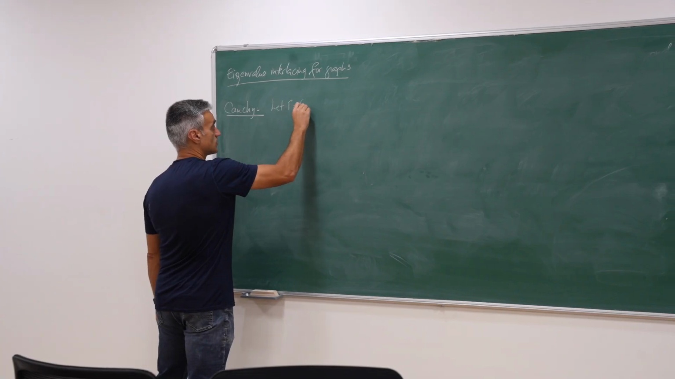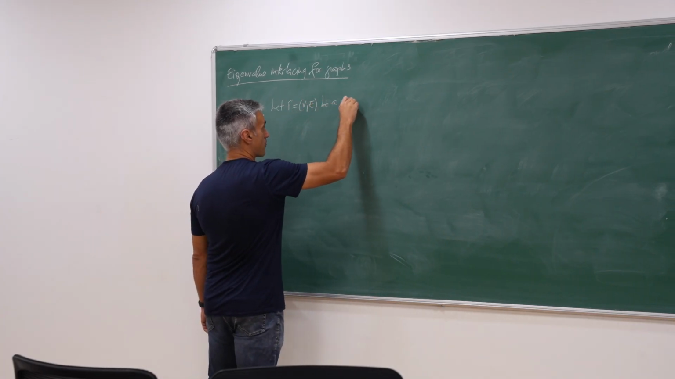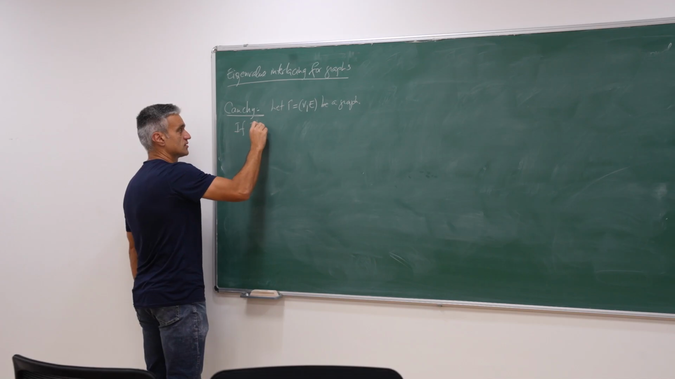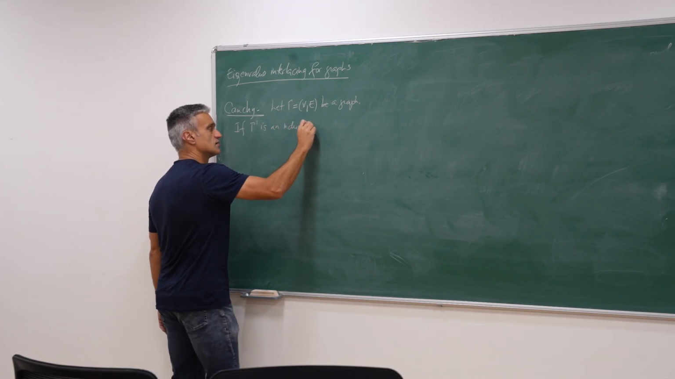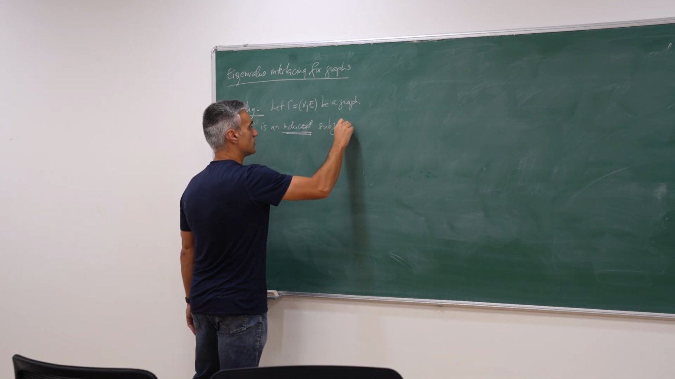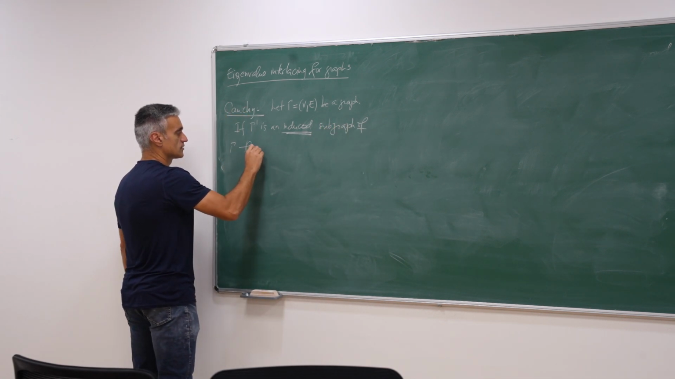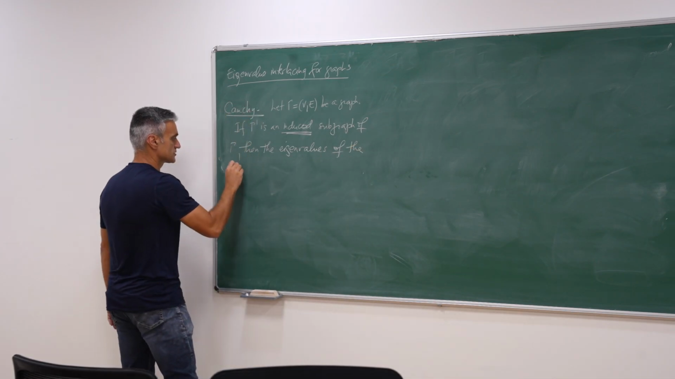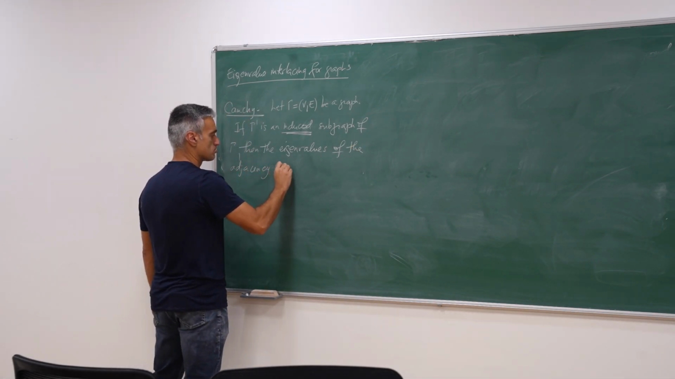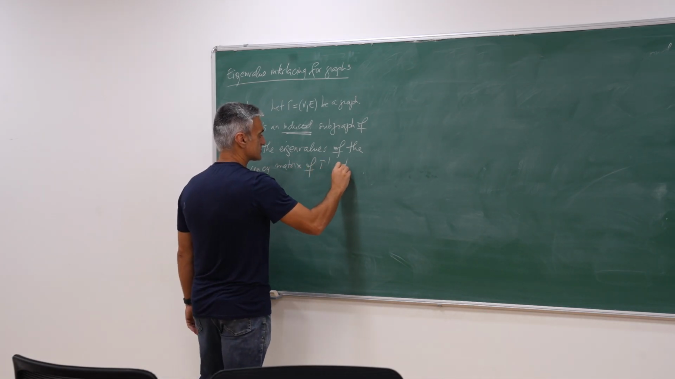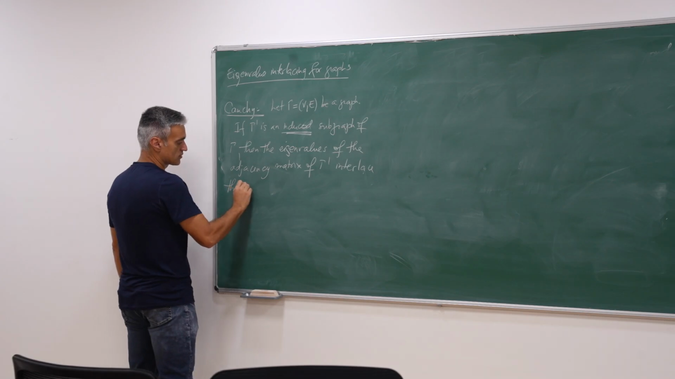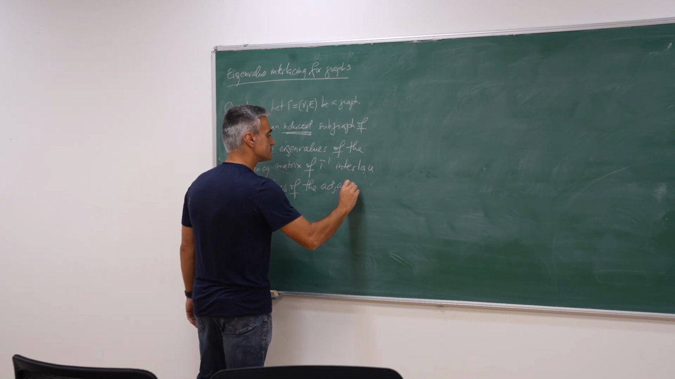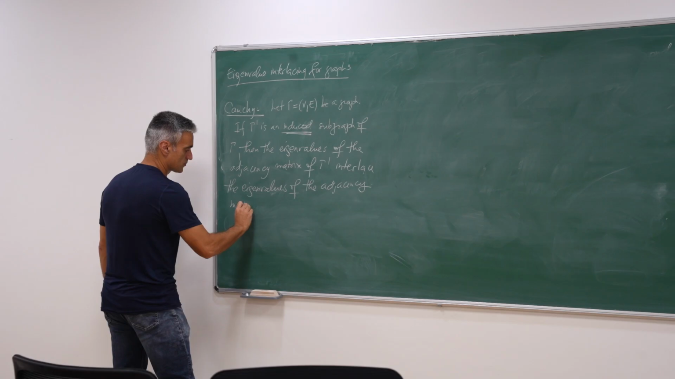Let gamma be a graph. If gamma prime is an induced subgraph, and this is the keyword, induced subgraph of gamma, then the eigenvalues of the adjacency matrix of gamma prime interlace the eigenvalues of the adjacency matrix of gamma.